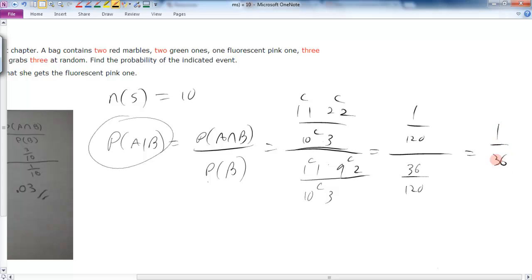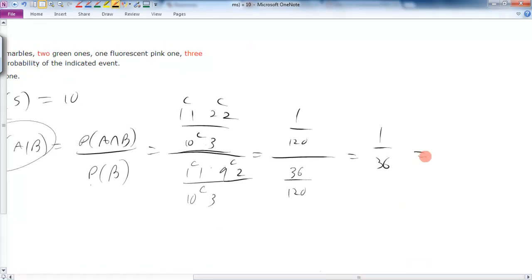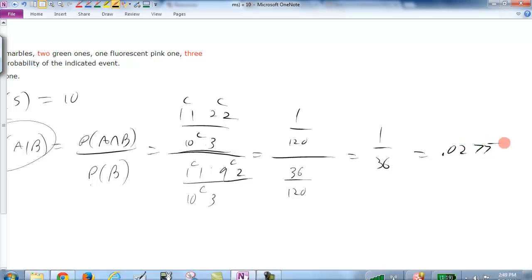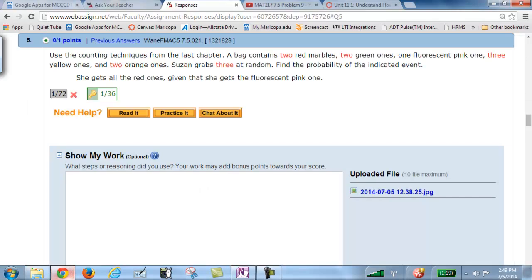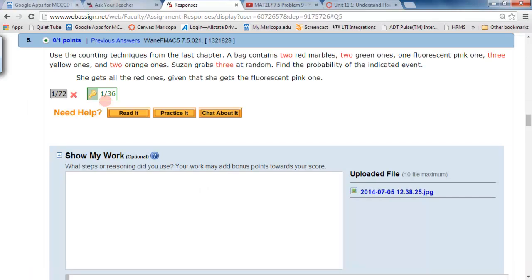And I really hope that that's the right answer. So that, to me, is coming out to be 0.0277 repeating. So now let's take a quick peek. Let's see what they're saying. 1 out of 36. Oh, they didn't even round it. It's just 1 out of 36.